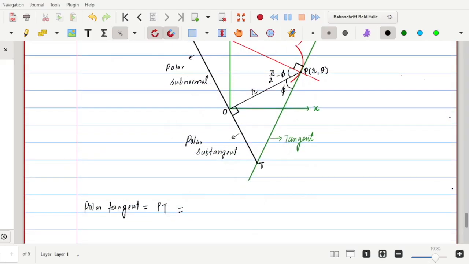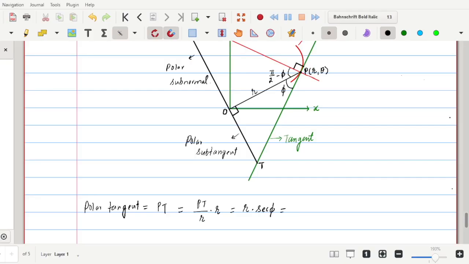Now again coming to the definition of polar tangent, the polar tangent here is equal to PT, and we will evaluate the length of this polar tangent using the right angle triangle POT. Now in this right angle triangle POT, we can write this PT as equal to PT divided by r into r, where r is this length of the radius vector. Now if we look into this triangle POT, PT is the hypotenuse of this triangle and r is the base. And we know hypotenuse over the base is equal to sec of the angle. So this is equal to r sec phi.